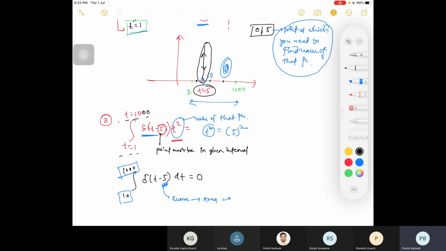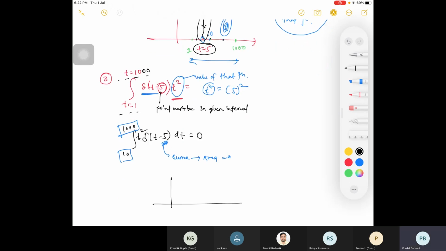Suppose I am multiplying here by any function, suppose it is t square. So at that time, every value will be multiplied by t square, but the limitation is that this 5 should be in your range. Suppose I am writing this as your curve, and this curve is t square times the direct delta function at t square, right? You need to find this value, and this interval is from 10 to 1000. So whenever you integrate, you will have this range, and in this range you will have no curve and no function, so you will not have any value there.